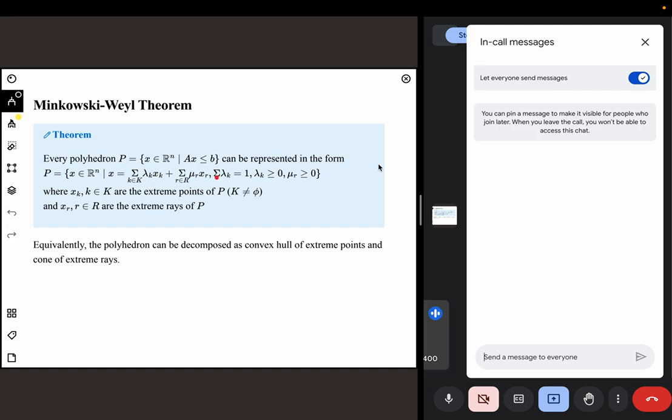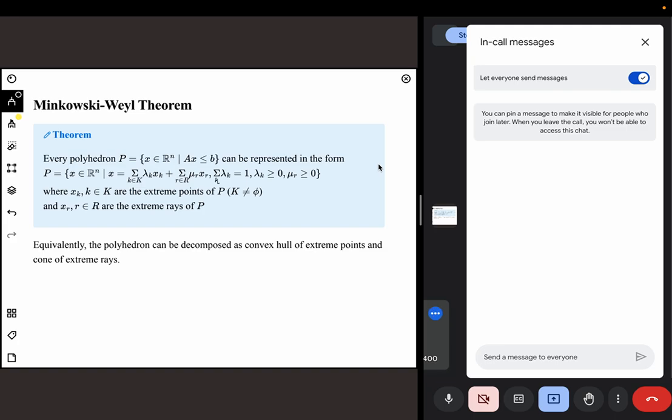Again, you can see here that we have the sum of lambda k equal to 1, lambda k should be positive, and mu r greater than or equal to 0. And I think I've not mentioned it here. Another important thing is you need to have at least one extreme point. The set K of all extreme points should not be an empty set.